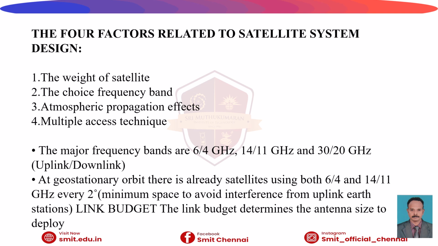There are generally four factors involved in satellite system design. The first one is the weightage of the satellite. The next one is the choice of the frequency. The third one is atmospheric propagation effects. And the fourth one is the multiple access techniques. The major frequency bands that we are using are 6/4 gigahertz, 14/11 gigahertz, and 30/20 gigahertz. Generally, uplink frequencies will always be higher because the uplink involves a lot of hurdles for propagation of signals, whereas the downlink is somewhat easier. That's why we are using the lesser frequency for the downlink.